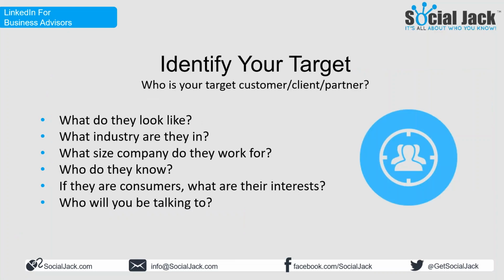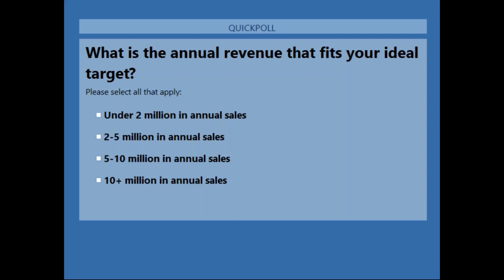Real quick, I'm going to ask a couple of quick polling questions, about 30 seconds each for you to answer, just to get a sense. What is the annual revenue that best fits your target? I'm going to launch this. Under 2 million in annual sales, 2 to 5 million in annual sales, and you can click multiple. Some of you do 2 to 5, 5 to 10, some 10 plus, or 5 to 10 plus. We just want to get a sense.